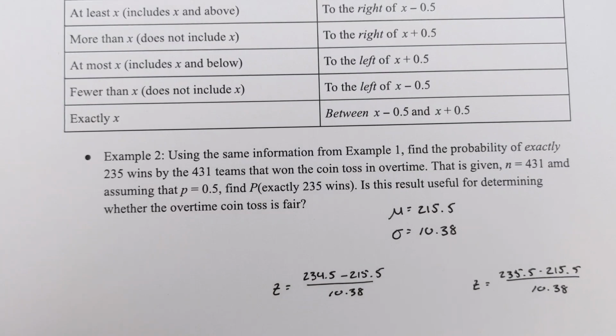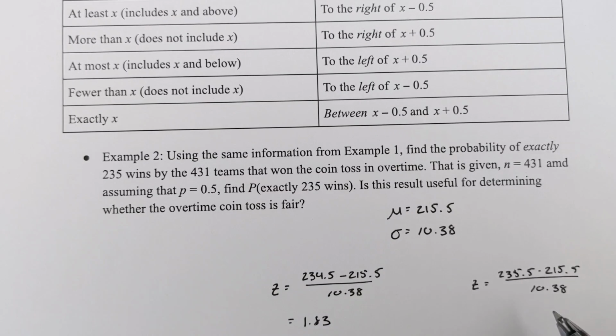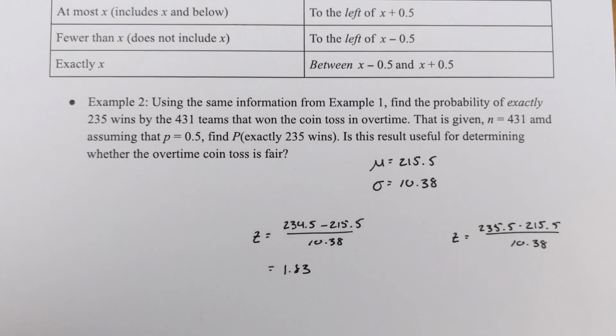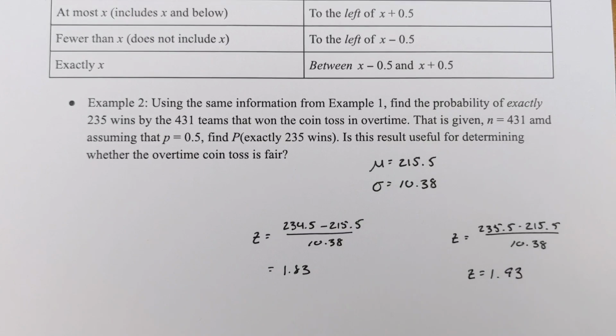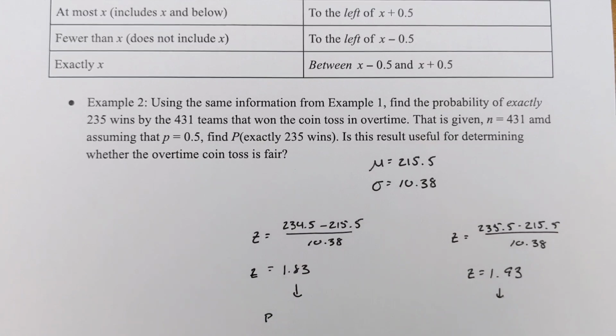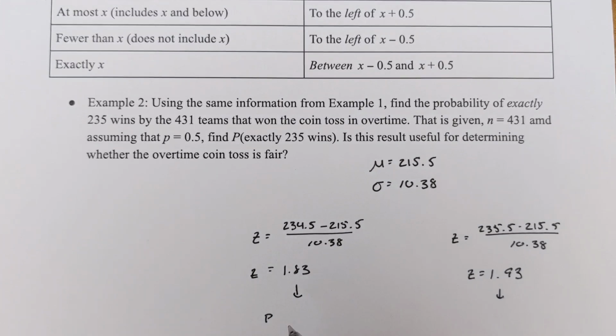So the one on the left, I think that's the one we just did, but I'll work it out again. So 234.5 minus 215.5 divided by 10.38. So this is a z-score of 1.83. Over here, 235.5 minus 215.5 divided by 10.38 is a z-score of 1.93. So now we need to convert these into probabilities. So the probability here, 1.83, that's the one that we just did. That was 0.9664.